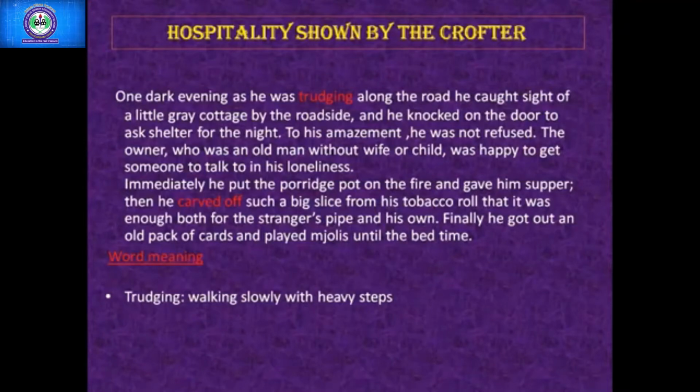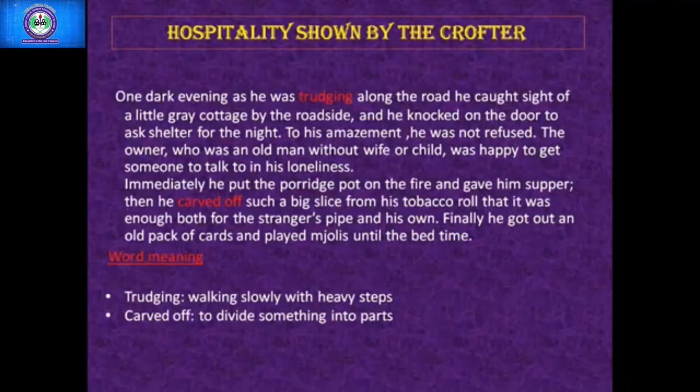When we share our sorrows, it divides. So man, being a social animal, needs someone for his company. He cannot live alone. So, as the peddler, so as the crofter, he wanted someone in his loneliness. So he was very happy to see his guest. Immediately, he put the porridge pot on the fire and gave him supper. Then he carved off such a big slice from his tobacco roll that was enough for both the stranger's pipe and his own. And he also shared his tobacco, gave him tobacco.